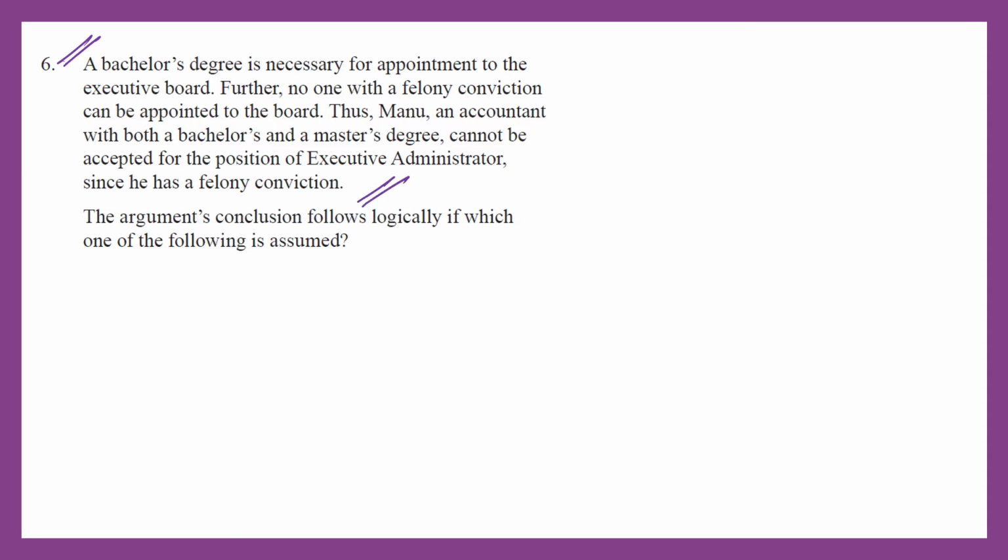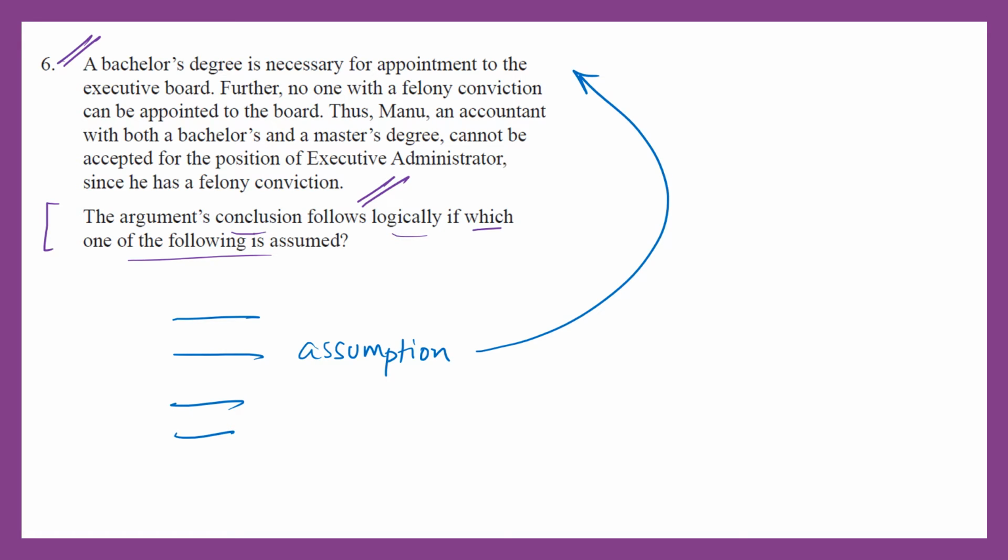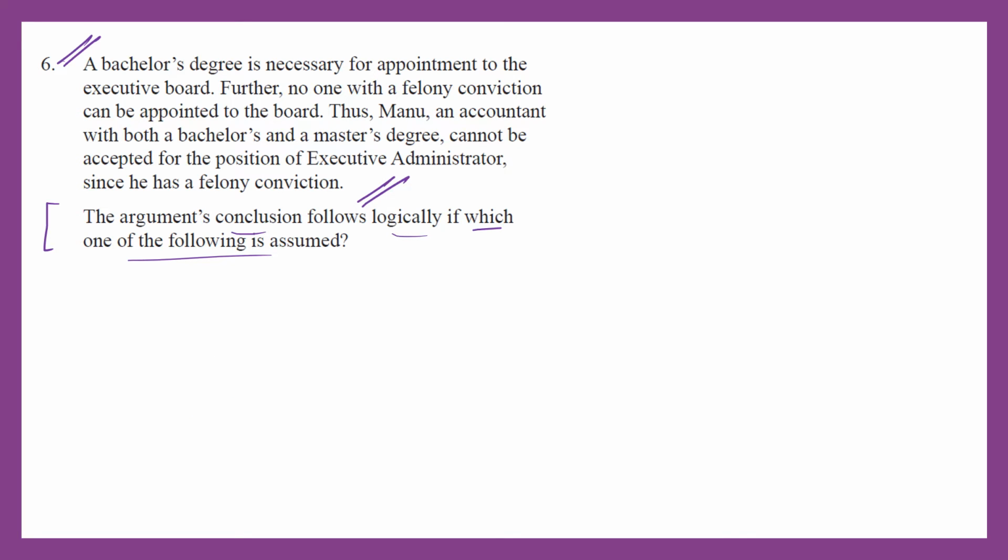The question says, the argument's conclusion follows if which one of the following is assumed, which means that in the options here, you have an assumption, right? And this argument depends on this assumption. So the assumption has to be first identified, and then we go and pick that from out of the options. So let us read what is given here.